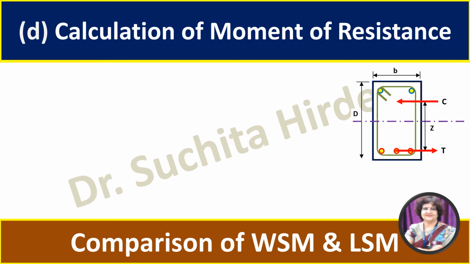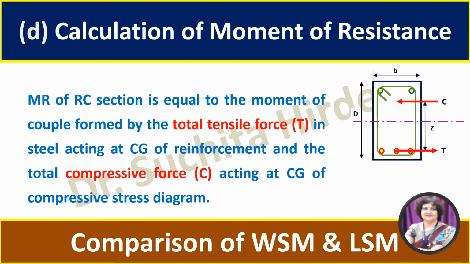So let us see the definition of moment of resistance. The moment of resistance of a reinforced concrete section is equal to the moment of the couple formed by the total tensile force T in steel acting at the CG of reinforcement and the total compressive force C acting at the CG of the compressive stress diagram. So this is the definition of moment of resistance. Now we will see how we can calculate moment of resistance from compression side and tension side using working stress method and limit state method.